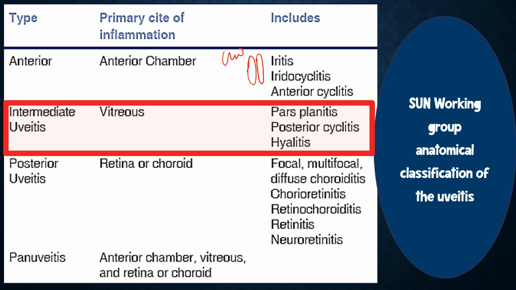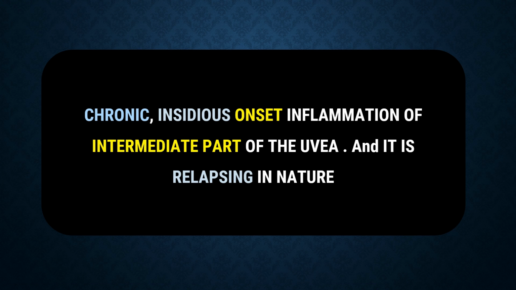And then of course we have panuveitis, in which the anterior chamber, the vitreous and the retina and choroid, all of them are affected. I explained this to you in detail in the first video of the uveitis course. Okay, so now, as we are discussing intermediate uveitis, it is very important for you to remember certain terms which are related to intermediate uveitis.